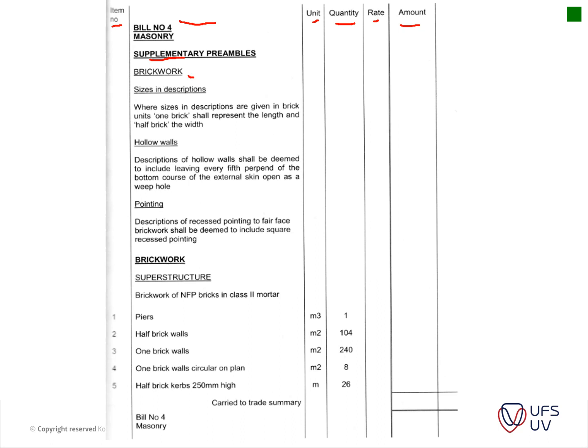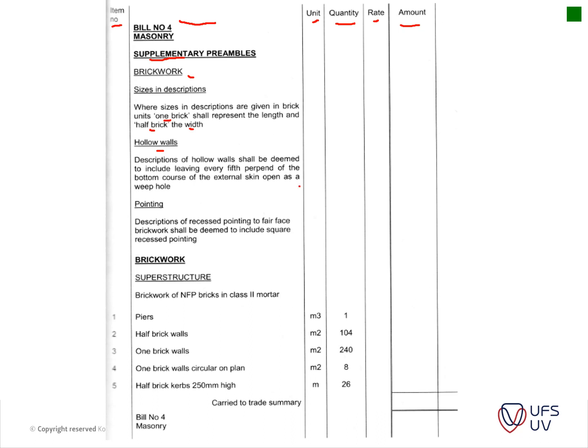For instance, your brickwork sizes and descriptions, where sizes and descriptions are given in brick units. One brick shall represent the length of a half brick of width. This is not just fancy talk, it basically says a one brick wall will be a 220mm wide wall, and a half brick wall will be a 110mm thick wall. Then you've got hollow walls. Descriptions of hollow walls shall be deemed to include leaving every fifth perpend of the bottom course of the external skin open as a weep hole. So basically it just makes provision for the weep hole.